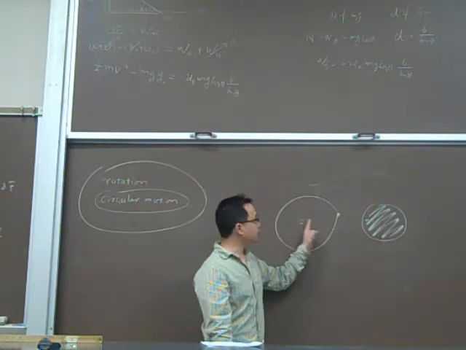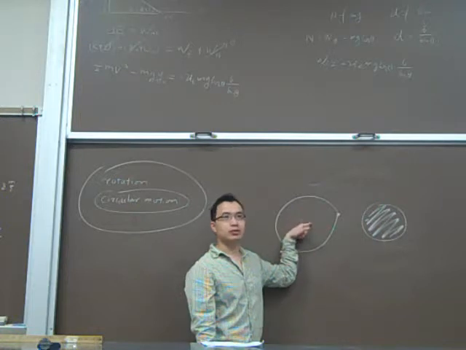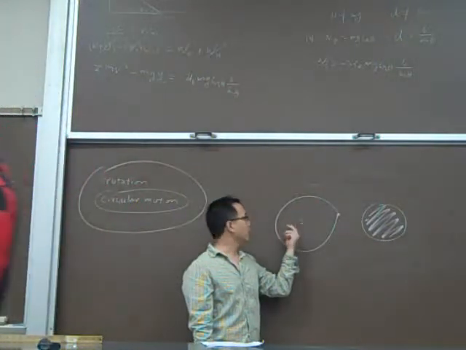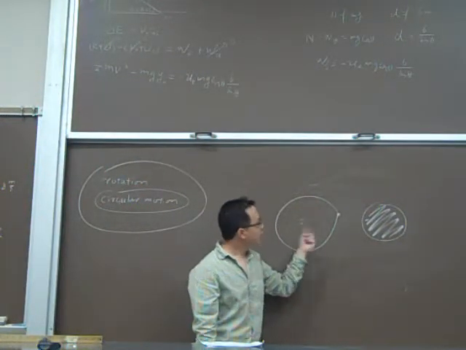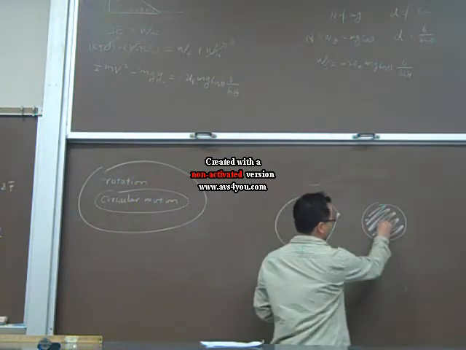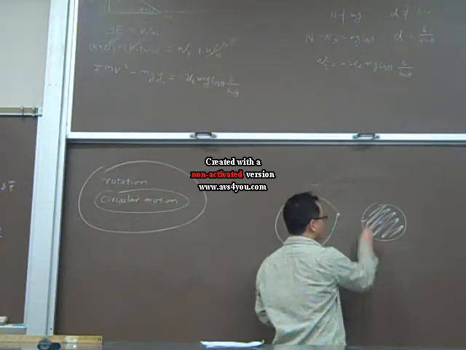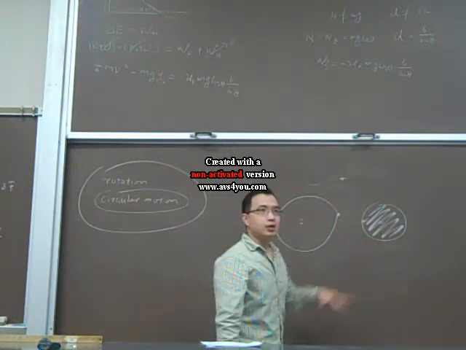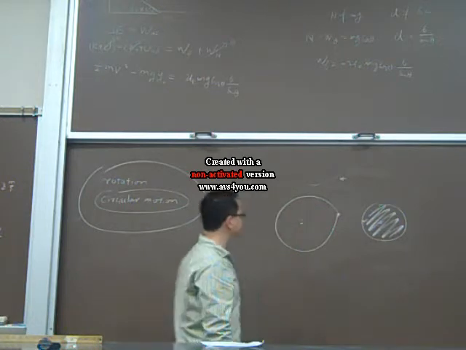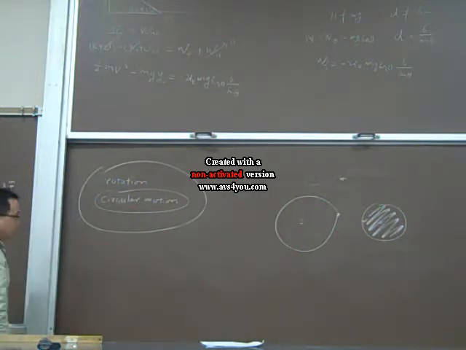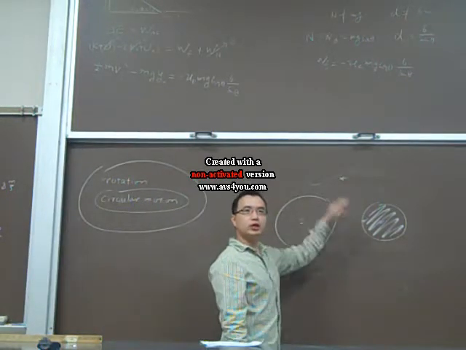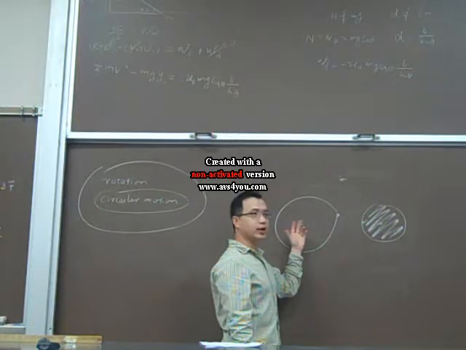And circular motion refers to only this situation: a small particle moving around somewhere else. And rotation can be a large object rotating about any point, about the center, about the edge, or about somewhere outside of the object. Now, first look at circular motion, a small particle moving around somewhere else.